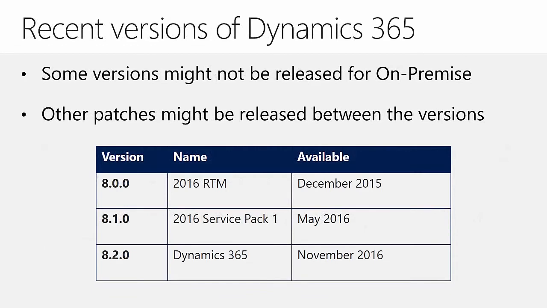This table shows the recent versions of Dynamics 365. It is important to note that in the past, some of the versions were not released to the on-premise version of Dynamics 365, and also that other patches might be released in between major version releases. As you can see on this table, the last three releases are Dynamics CRM 2016, Dynamics CRM 2016 Service Pack 1, and Dynamics 365, each of them within about 6 months from each other.